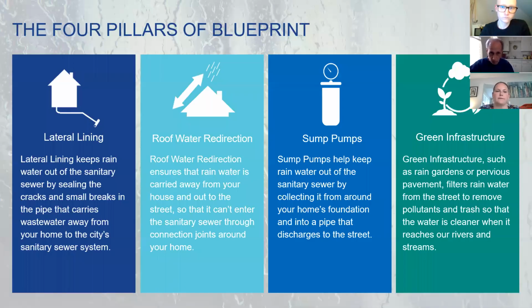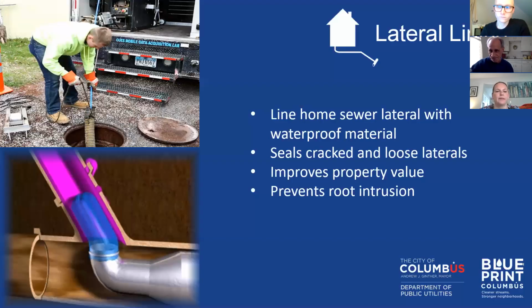So Blueprint has 4 different parts or pillars: lateral lining, roof water redirection, sump pumps, and green infrastructure. We'll go through those pretty quickly here just as a refresher. The lateral lining is our answer to sealing up that sanitary system and preventing the rainwater from getting into it in the first place. So what we want to do is line the home sewer laterals with a waterproof material that fills in those cracks and holes and makes your pipe kind of like brand new. So it'll last for another 50 to 100 years.